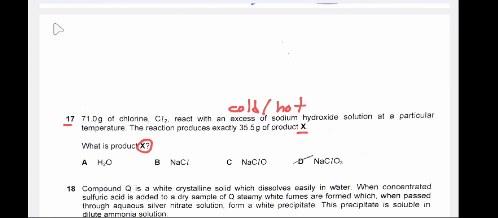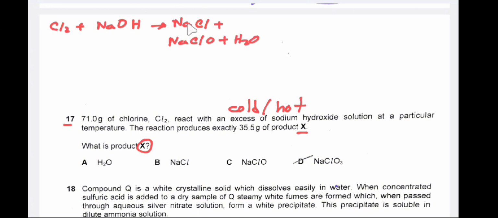The reaction of chlorine with cold sodium hydroxide is Cl2 plus NaOH. Chlorine reacts with sodium hydroxide to form NaCl plus NaClO plus H2O. This is the reaction, and if we balance it, there will be 2 sodium hydroxide, so the equation is overall balanced. Now this is for the reaction with cold sodium hydroxide.